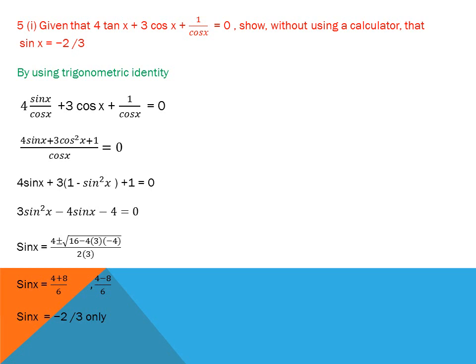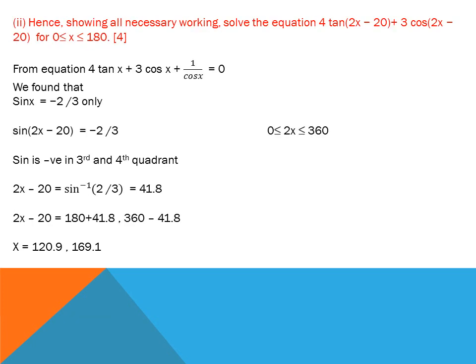4 plus 8 over 6 is greater than 1. So that's why it is out of range of sine, because the range of sine is minus 1 to 1. So it's not possible to solve this value because it is out of range. Hence I take only the negative value, which is minus 2 by 3, which is required in the next part.